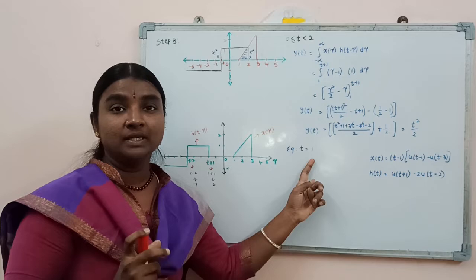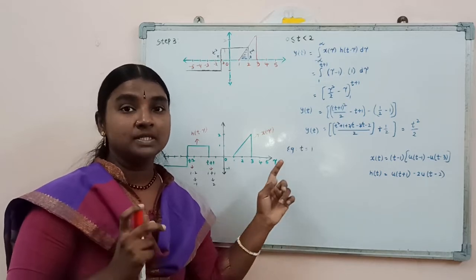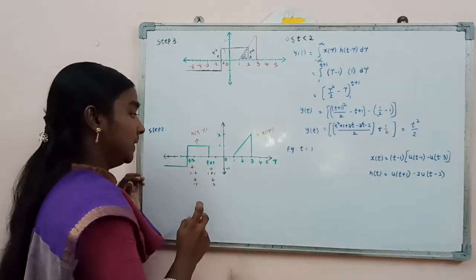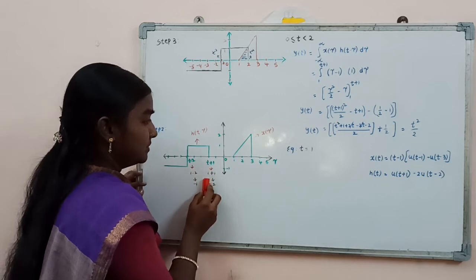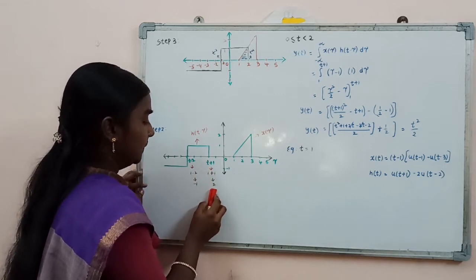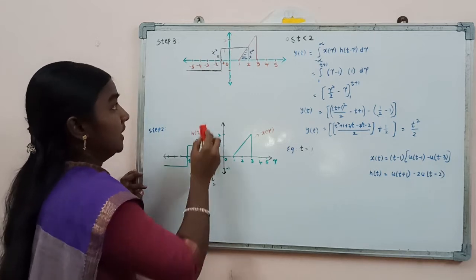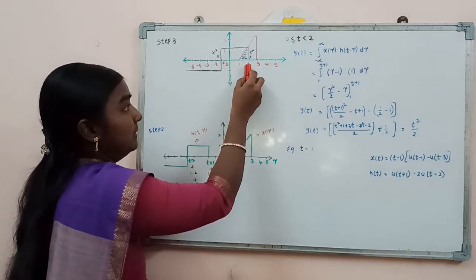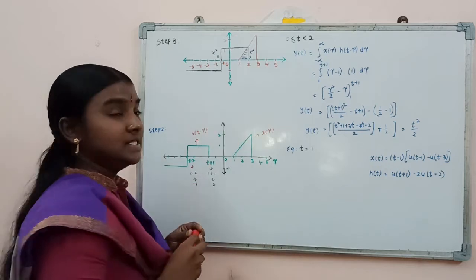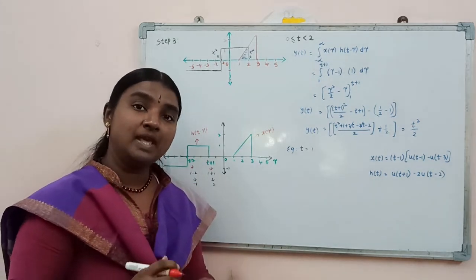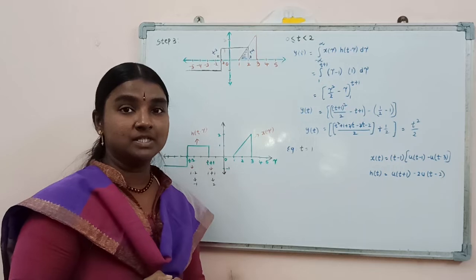So the h of t minus tau signal time instances are going to be, if we substitute t equal to 1 in place of t, we will find 2. Here also t minus 2 means -1. So here -1 and here 2. So there is an overlapping area in between x of tau and h of t minus tau.